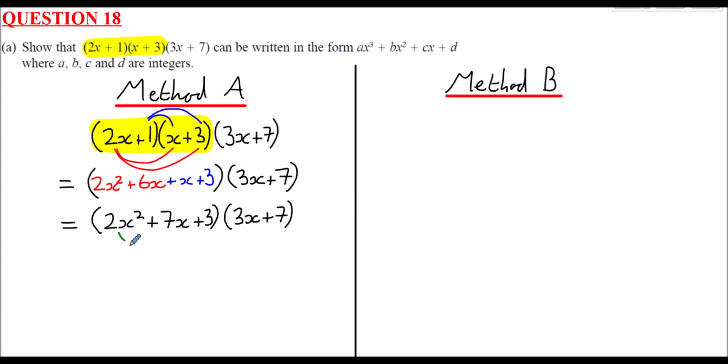So first of all, I'm going to multiply the 2x squared by the 3x and the 2x squared by the 7. 2x squared multiplied by 3x, well 2 times 3 gives us 6. X squared multiplied by another x gives us x cubed. And then 2x squared multiplied by 7 gives us 14x squared. Now we can move on and multiply the 7x by both the 3x and the 7. So 7x multiplied by 3x, that'll give us 21x squared. And 7x multiplied by 7 gives 49x.